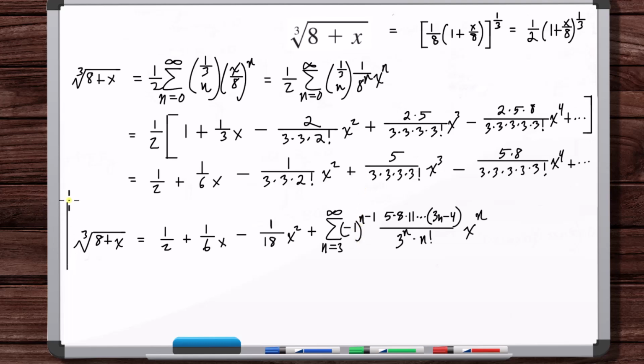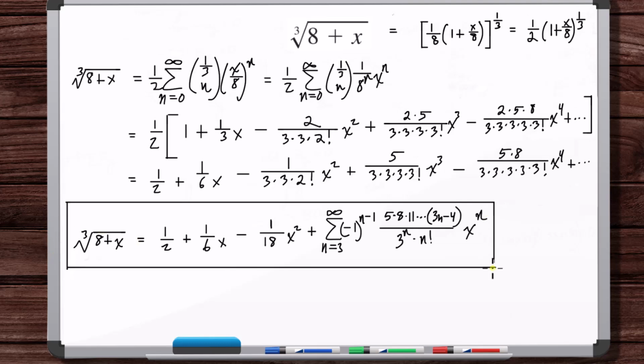There it is. Now the radius of convergence, what we do is we know that the radius of convergence of the binomial series is the absolute value of x is less than 1, but we substituted x over 8 for x. Okay, so we could take out the 1/8, which is always positive, multiply both sides by 8, and there you go. So the radius of convergence is going to be equal to 8.